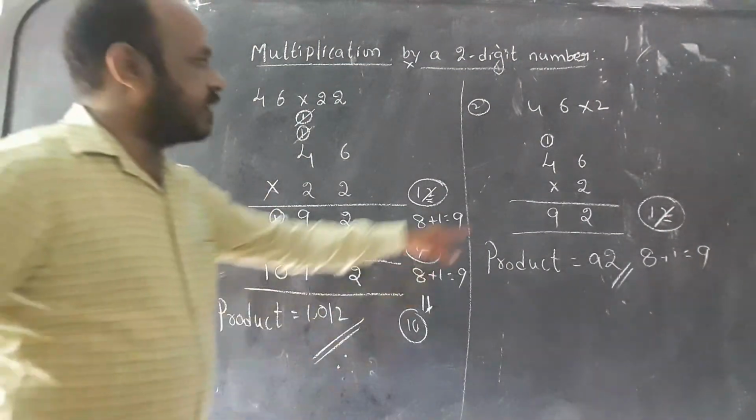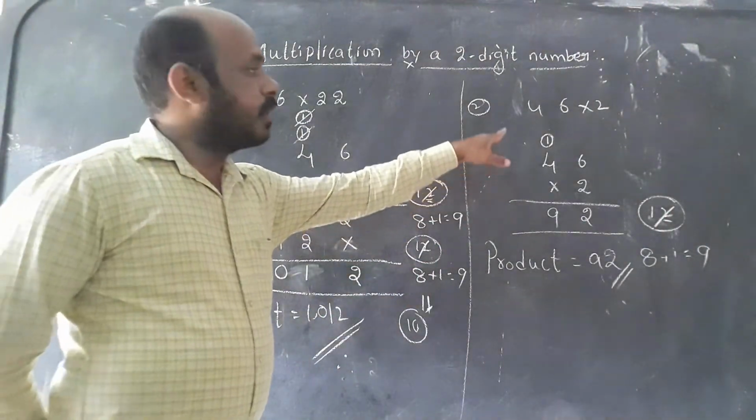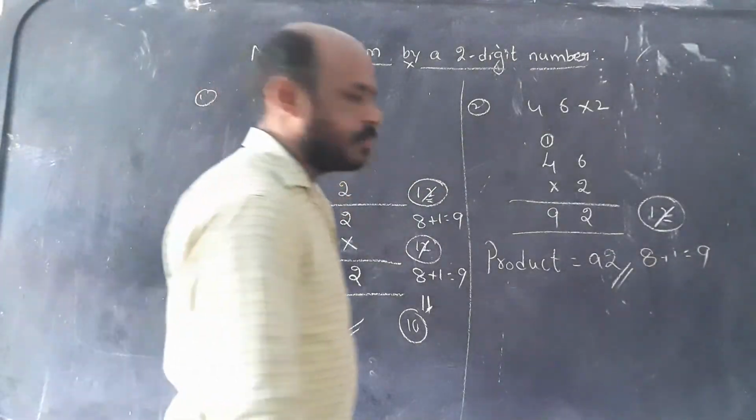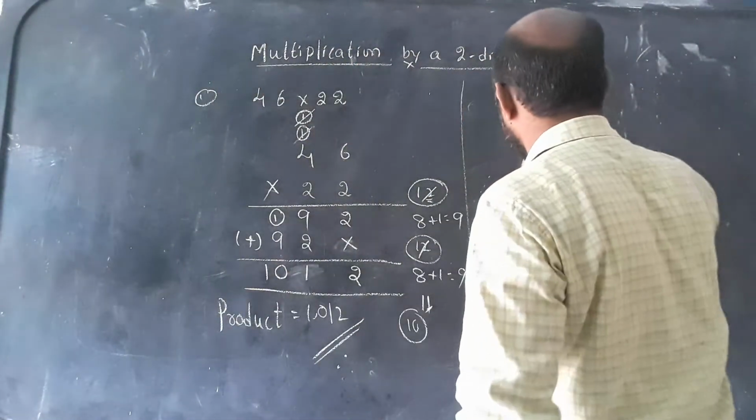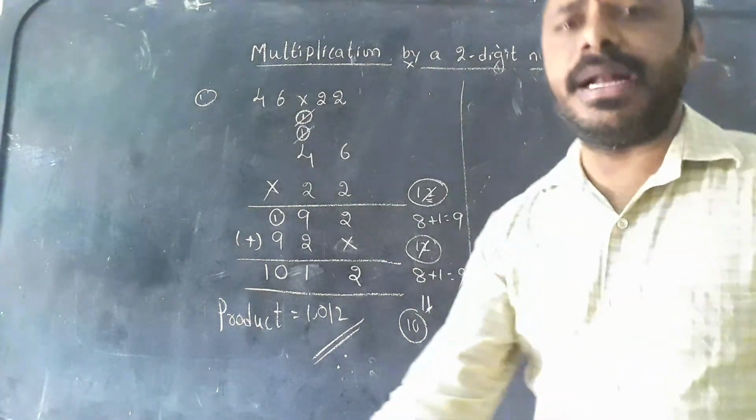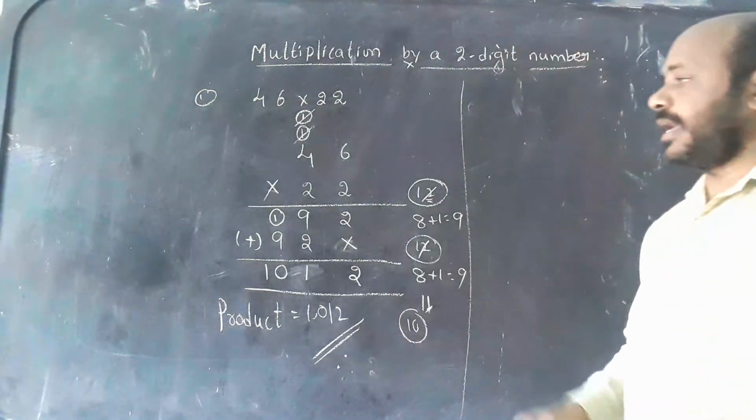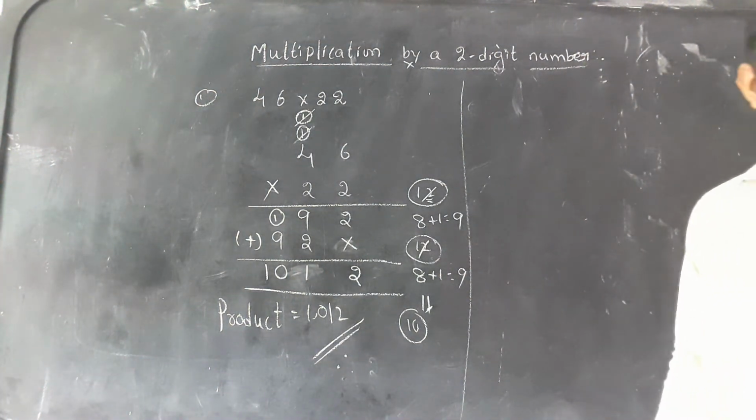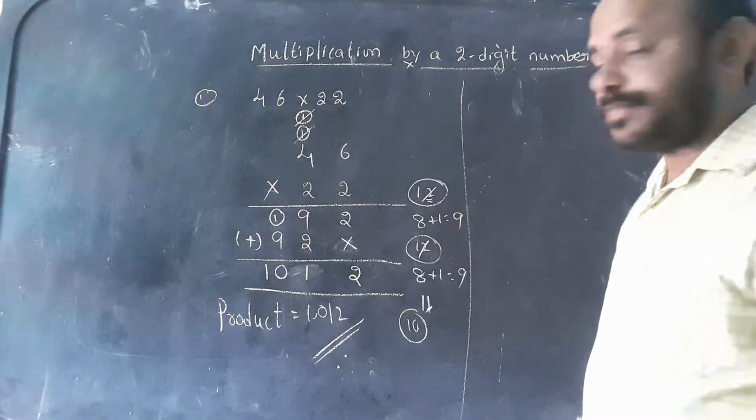Next, this one is 1 digit number multiplication. This is 2 digit number multiplication. One more example I will explain. See children, whenever you are multiplying, be careful. First tables are compulsory. Learn the tables and you will get clear. See next one.